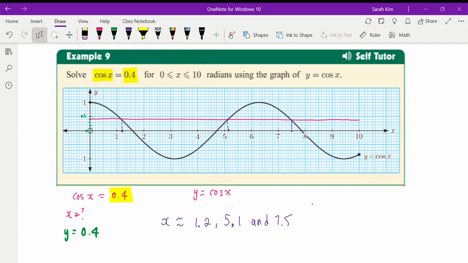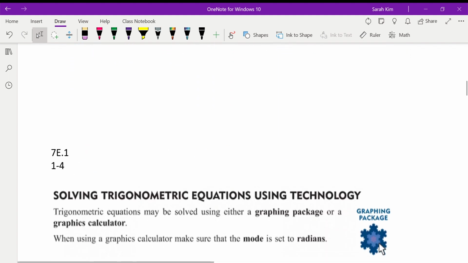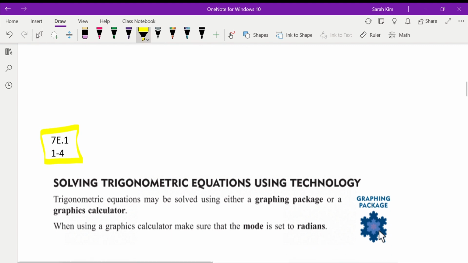So I get about 1.15, which is approximately 1.2. So it's not exact, but it'll do. Alright, so that's that one. So you should now be able to use graphs and do some E.1, question 1 to 4.